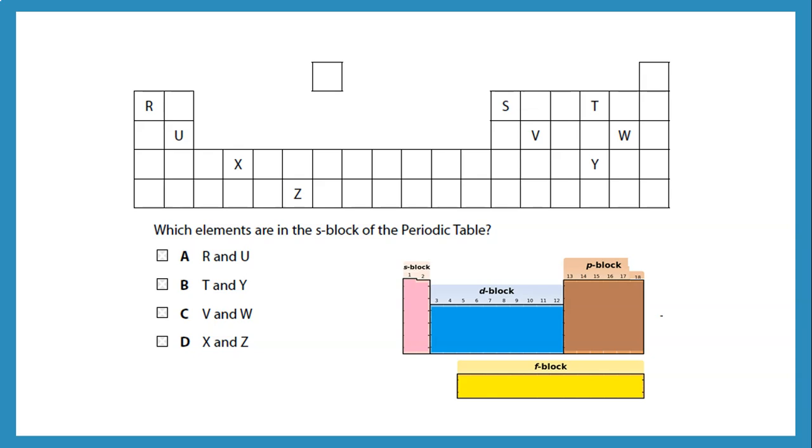Now, what is the question? The question says which elements are in the S block. So where is the S block? We said the S block is group 1 and group 2. So that is the R and U that he has up there.